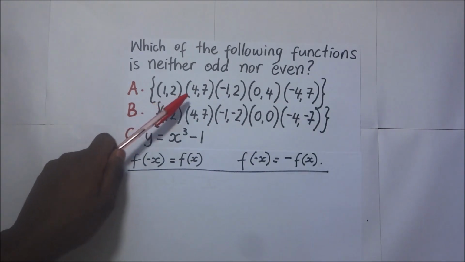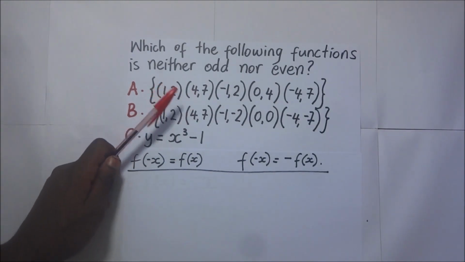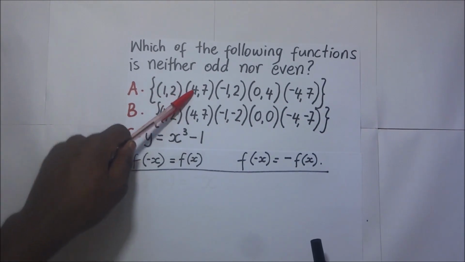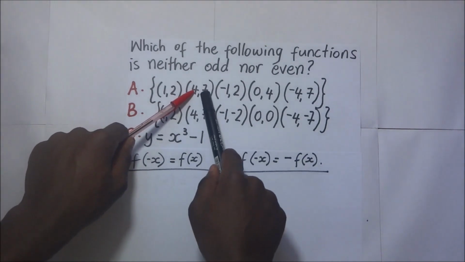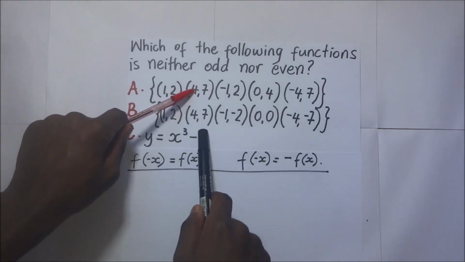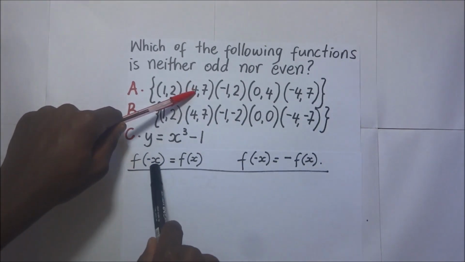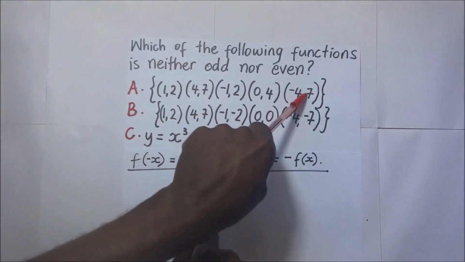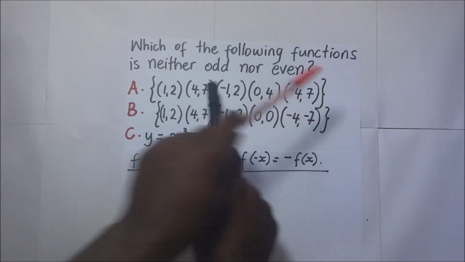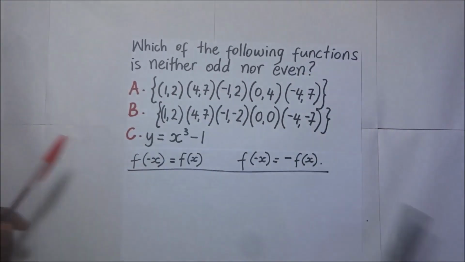Another thing that proves this is this. When the value of x is 4, we have 7. Now in the place of 4, when we put a negative 4 here, we are still getting back the same value 7. So it means that A is an even function, so that won't work.